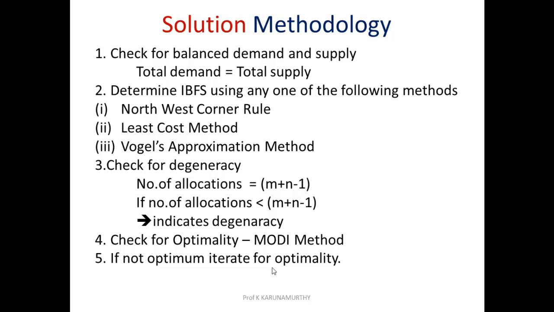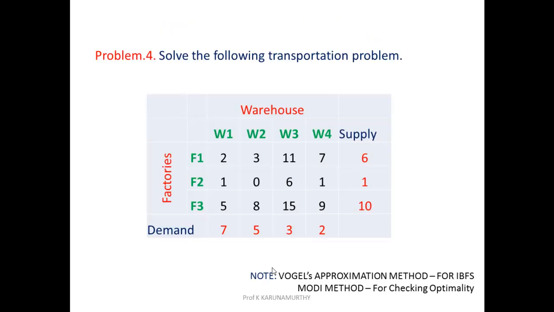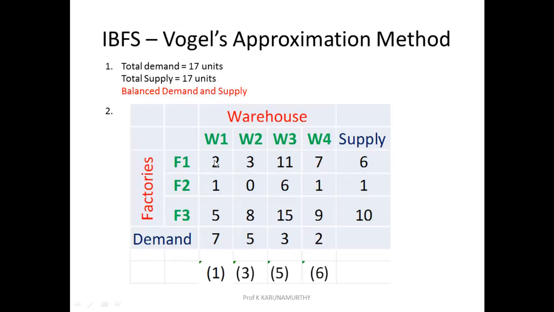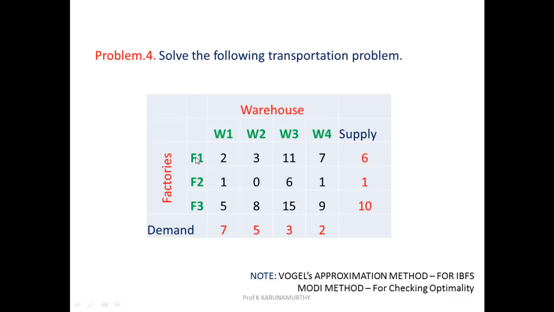Let us solve a problem. So this is the given problem. In this problem, we have three factories, factory F1, F2, F3, and there are four warehouses, W1, W2, W3 and W4. From these factories, the products being produced can be supplied as follows: 6 units from factory F1, only 1 unit from factory F2, and factory F3 can supply 10 units.